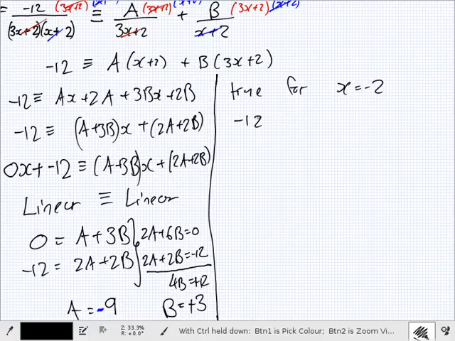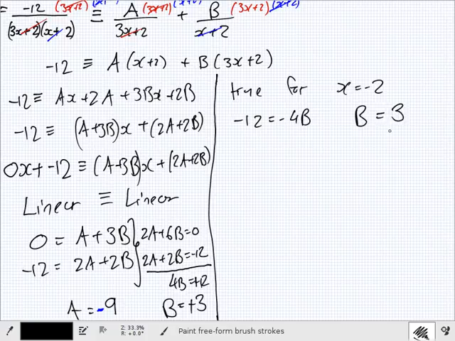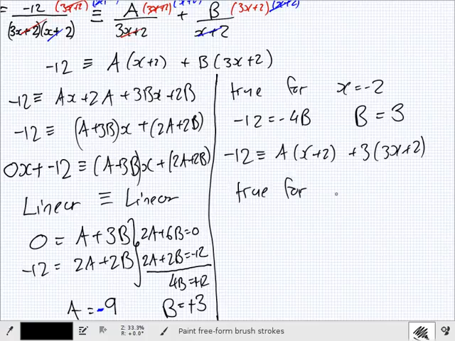No, again with the signs. Minus 12, minus 6 plus minus 4. Minus 4b, so that means b equals 3. So now you have minus 12 is the same thing as a times x plus 2 plus 3 times 3x plus 2. And again, if this is true for all x, it should be true for x equal to minus 2 over 3.